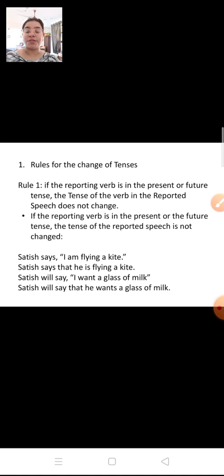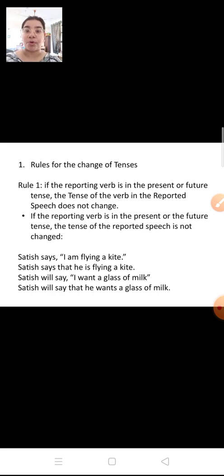The first is rules for the change of tenses. In the last video we learned the rules for pronouns and how certain words change. Now in this video we are going to see how tenses get changed. Rule 1 says that if the reporting verb is in the present or future tense, the tense of the verb in the reported speech does not change.